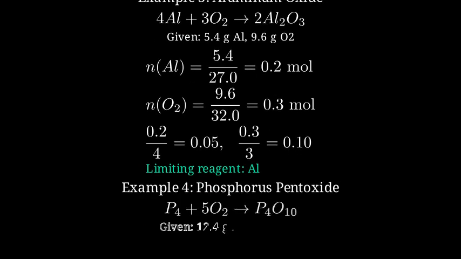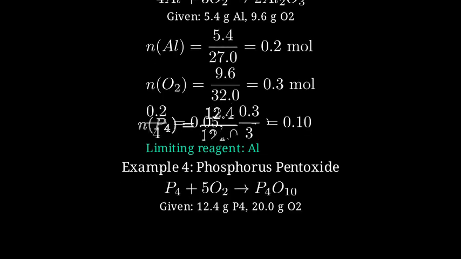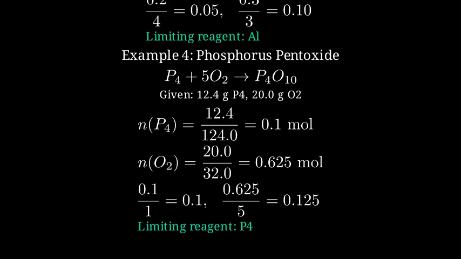Example 4. Phosphorus pentoxide production. The equation is phosphorus 4 plus 5 oxygen makes phosphorus 4 oxygen 10. Given 12.4 grams of phosphorus 4 and 20 grams of oxygen. Convert to moles. Phosphorus 4. 12.4 over 124 is 0.1 moles. Oxygen. 20 over 32 is 0.625 moles.